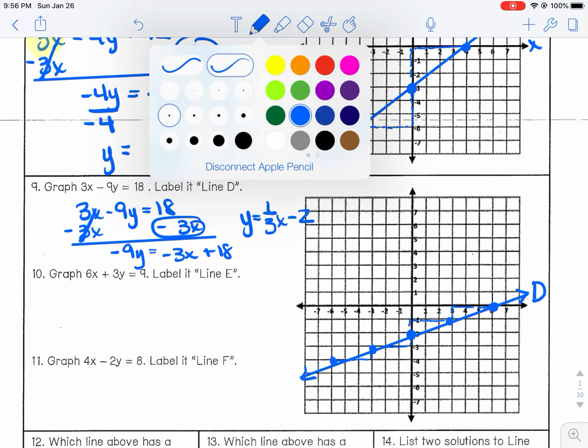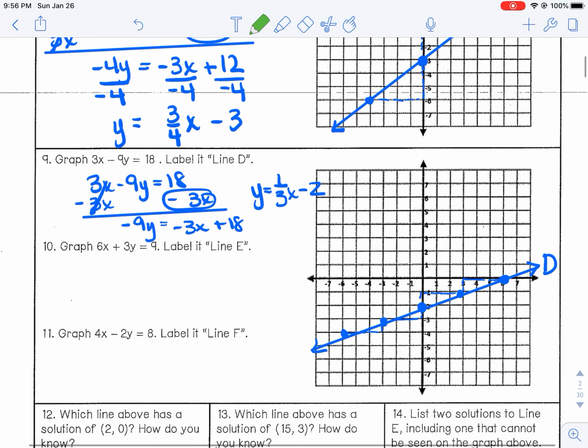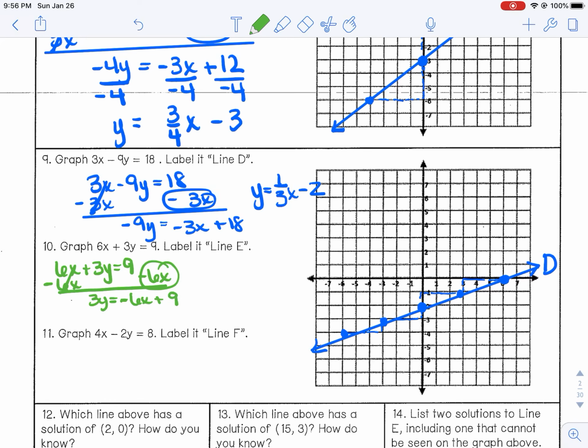Okay, let's see if I can write a little smaller on the next one. Okay, I have 6x plus 3y is equal to 9. First thing I need to do is move that x term over by either adding or subtracting. So I do the opposite of what's there. And what I do on one side, I have to do to the other. I'm left with 3y equals negative 6x, because that's got to go first, plus 9.